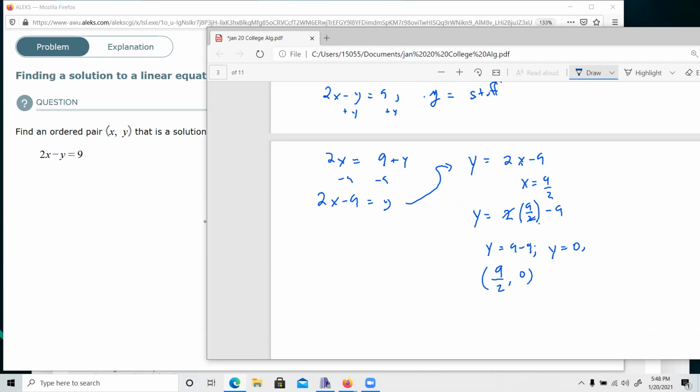Plug that in. What if I decided to go the other way around? What if I said, let's just let x equal 0. So y is equal to 2 times 0 minus 9, so y is equal to minus 9. When I plug that back into my original, 2 times 0 minus, what's y? Negative 9 equals 9. 9 equals 9. So that's all they're wanting us to do for this one.